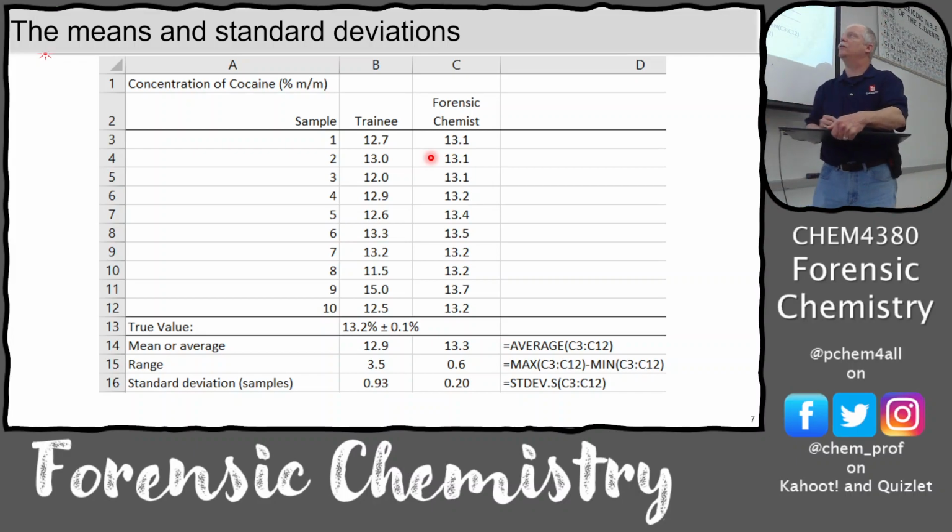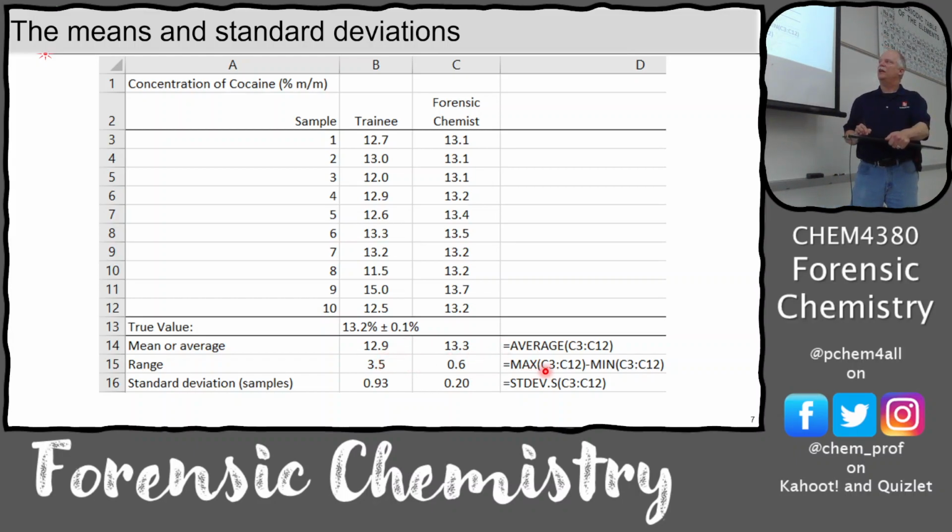Okay. So here's our true value. Here's our 10 data points. So here's the mean at 12.9 for the trainee, 13.3 for the forensic chemist, and this is the Excel formula, the average, and it's showing the cell references for column C. For the trainee, you would just use the cell references for column B. So you've used Excel quite a bit. That shouldn't be a problem for you.